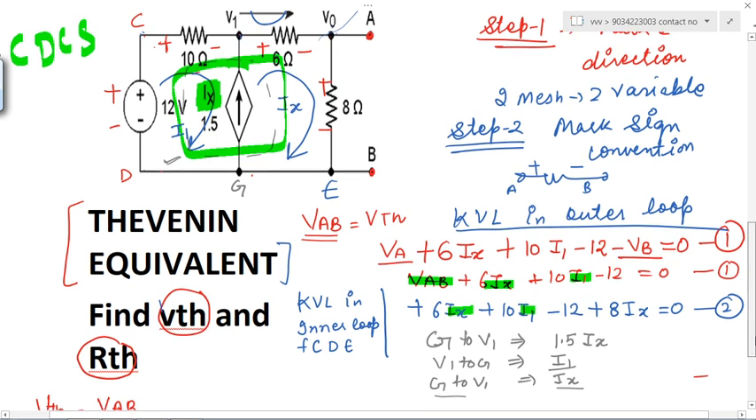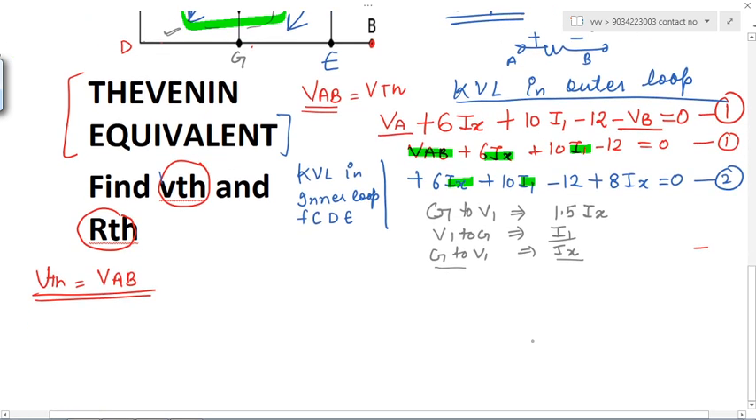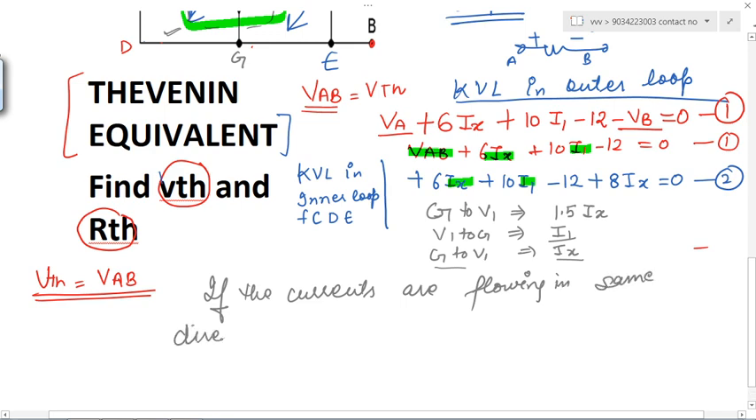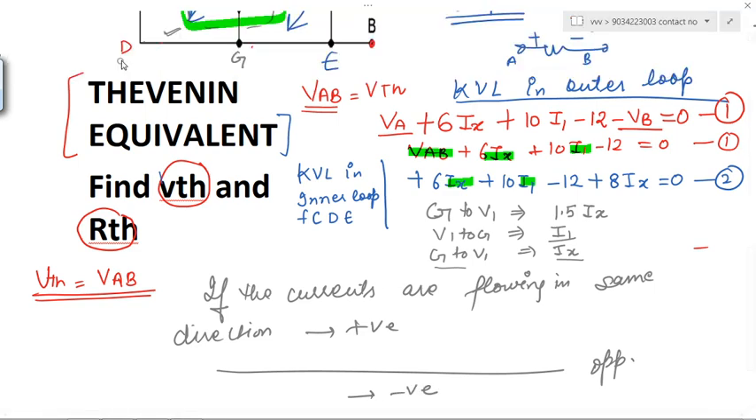Okay, so if the currents are flowing in the same direction, then you will mark positive. If the currents are flowing in the opposite direction, then you will mark negative. It is a golden rule. You can write down: if the currents are flowing in the same direction, then positive. If the currents are moving in the opposite direction, then negative. Okay, I hope up to here it is clear to you.